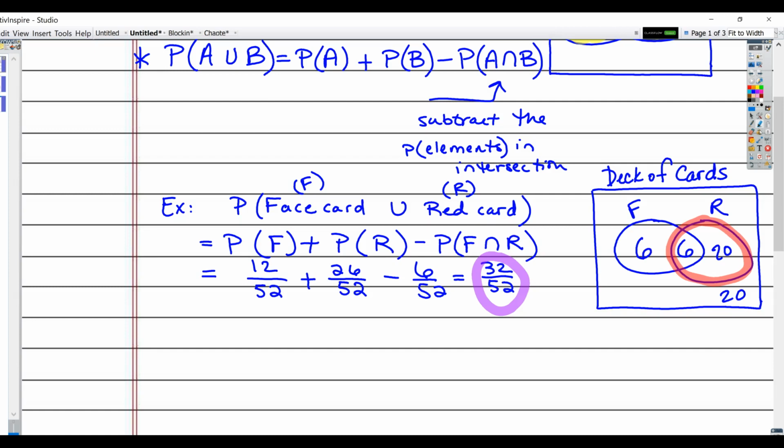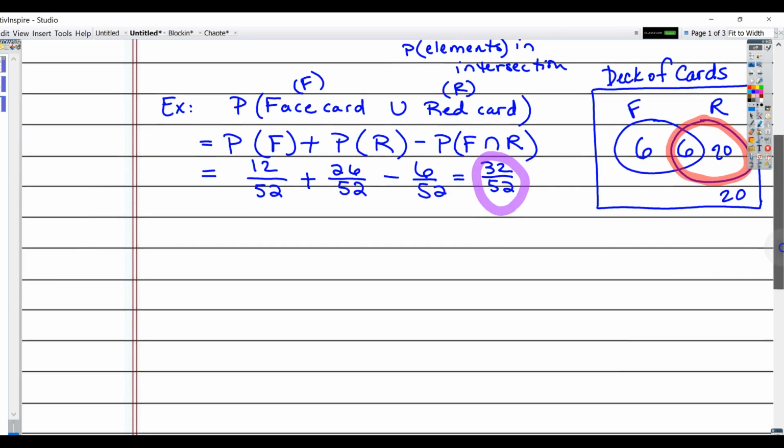So the Venn diagram, could I have just used the Venn diagram and said, I have 6 face cards that are not red, 6 that are red, and then I have 20 that are red that are not face cards? Could I not just have added 6, 6, and 20 and still gotten to the 32? Yes, I could have. And this is what students make the biggest mistake on. They don't know how this formula relates to this Venn diagram. Okay? Is everybody with me? I feel like I lost some of you.